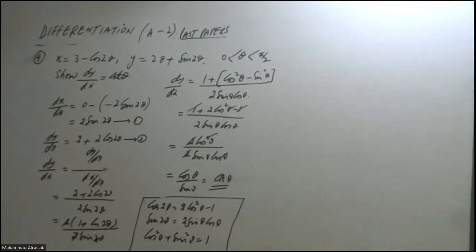At the bottom, we have been given the three identities which will be used in this question. Cos 2θ is equal to 2 cos²θ minus 1. Sin 2θ is equal to 2 sin θ cos θ, and cos²θ plus sin²θ is equal to 1. Now we are moving toward the next question.